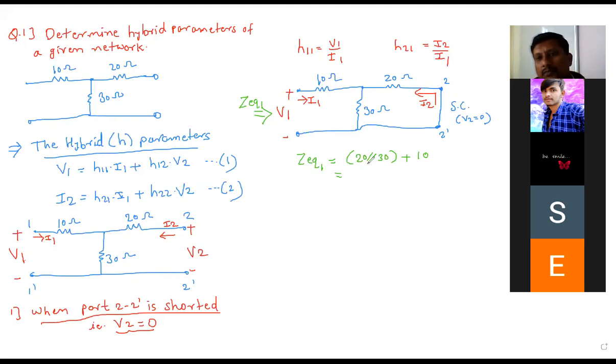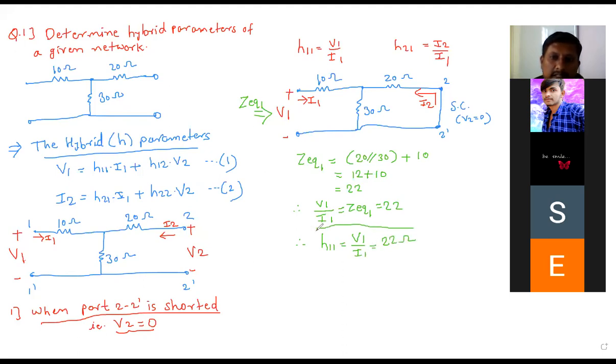How much does that come to? 12, right? 600 divided by 50, that is the 12. 12 plus 10 means 22. Correct? So what is that Z equivalent 1? That is equal to V1 upon I1, which is 22. So V1 upon I1 is nothing but H11. H11 is equal to V1 upon I1 is equal to 22 ohm. Very simple we can get.